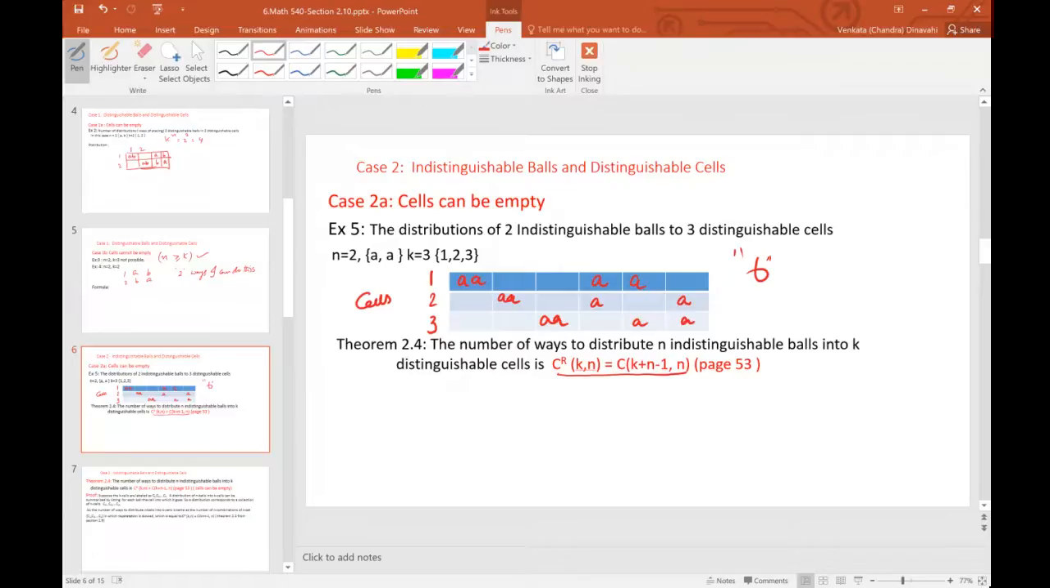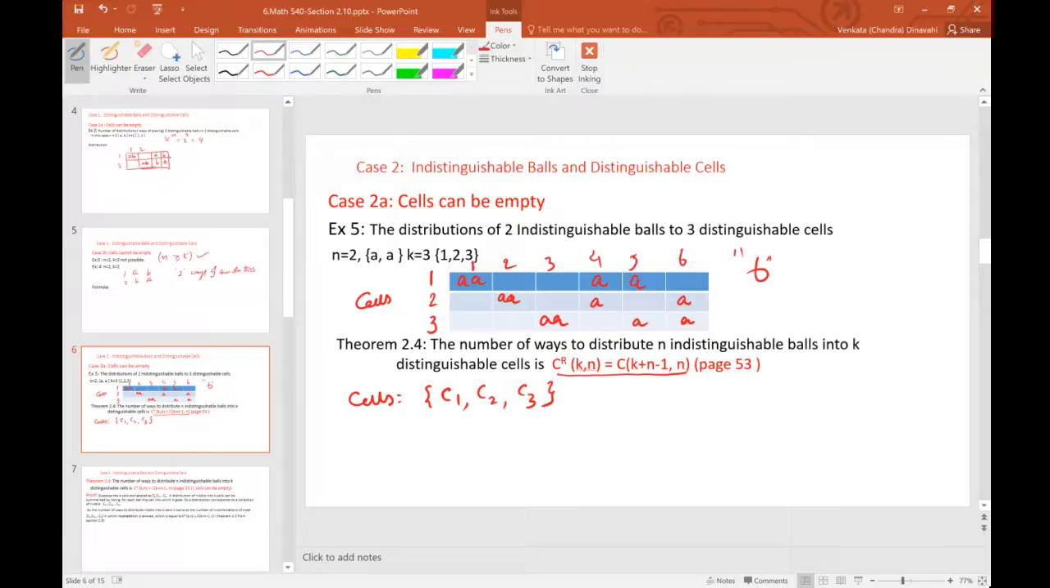Here, if you take this example, there are 3 cells. So I will call these cells C1, C2 and C3. If you have 5 cells, you will call them C1 to C5. If there are 10, C1 to C10. Now, if you take this distribution, there are 6 different distributions, right? 1, 2, 3, 4, 5, 6.